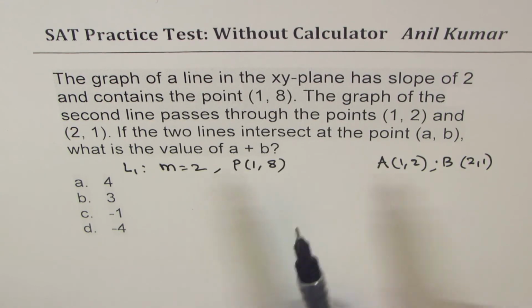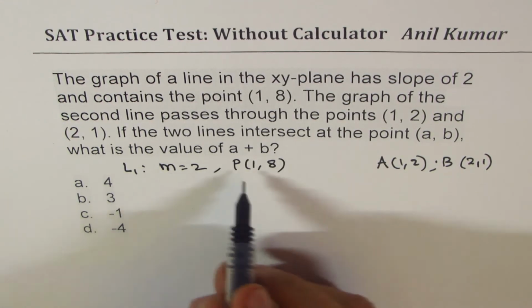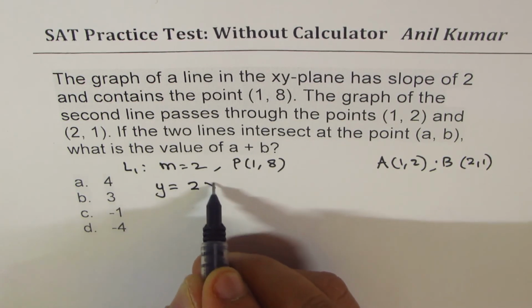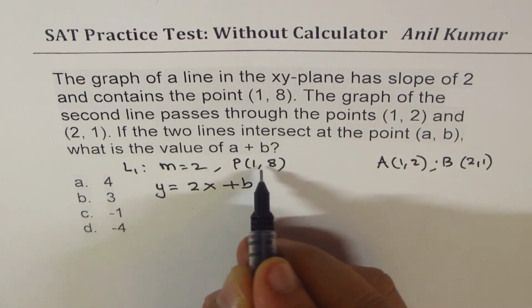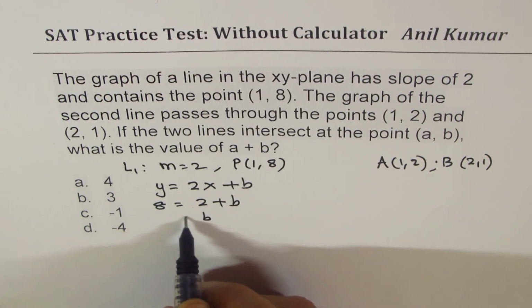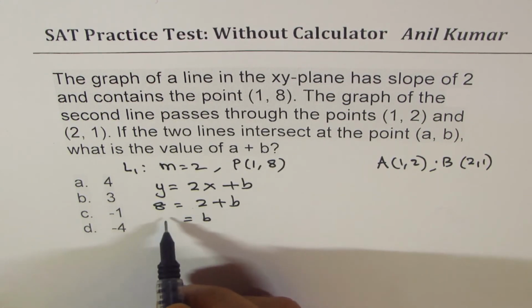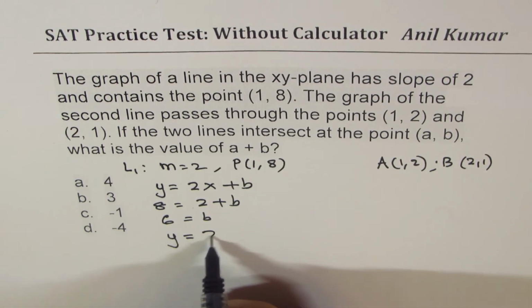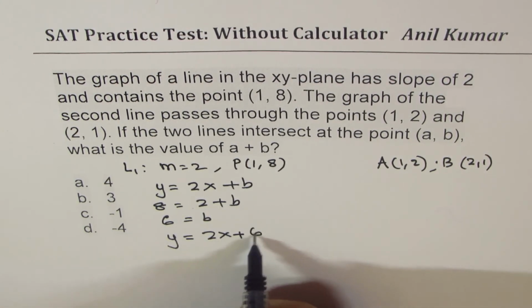Is it okay? So let's find the equation of the line first. So the first equation will be y equals, slope is 2, 2x plus b. Substitute the values. 8 equals 2 plus b. So b equals 8 minus 2, which is 6. And therefore the equation is y equals 2x plus 6.